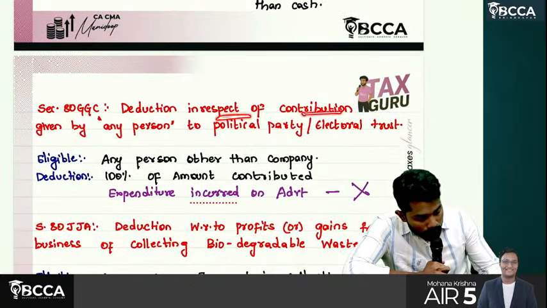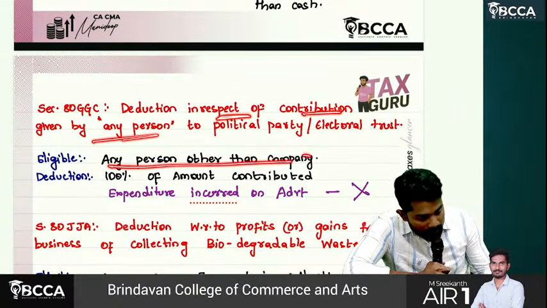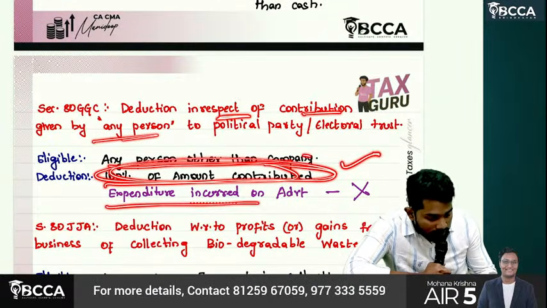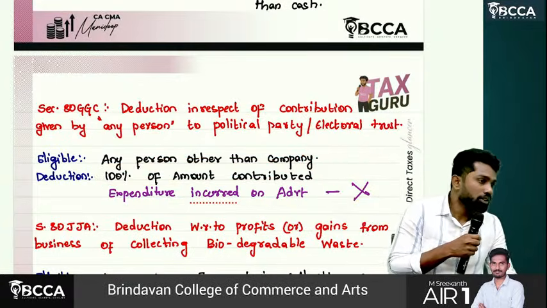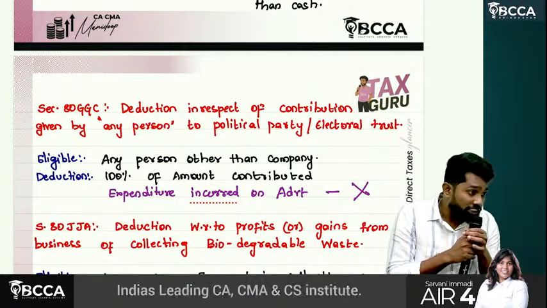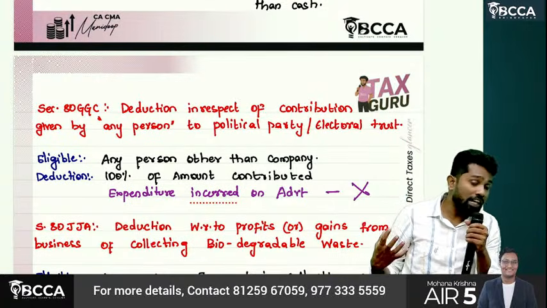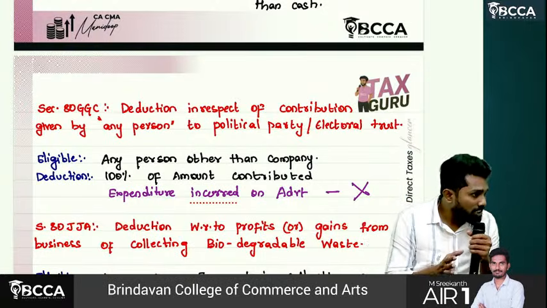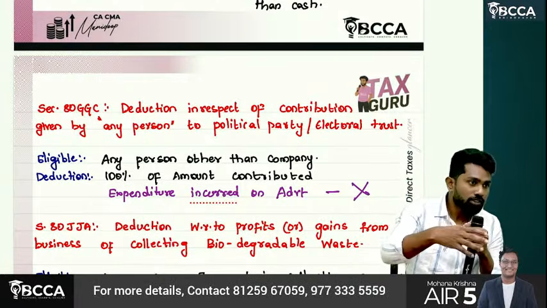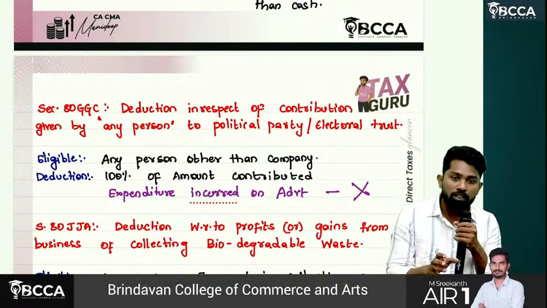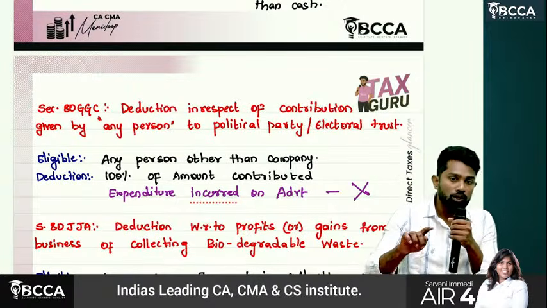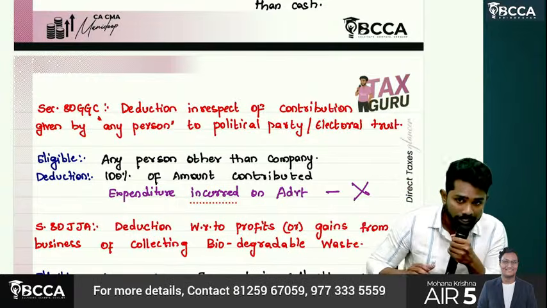Deduction in respect of contribution, any person other than company, sir, 100% of the amount contributed is eligible. But if anything is spent on advertisement, not eligible. So amount spent on advertisement of political parties is eligible under 80GGB if it is an Indian company. Okay, for other persons, there is an individual who contributed to political party, allowed as deduction, but he spent some advertisement expenditure for a political party, that is not eligible for deduction because under 80GGC only contributions are allowed, not the expenditure spent on advertisements.